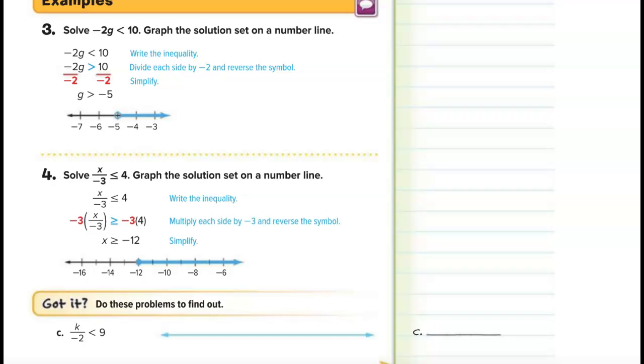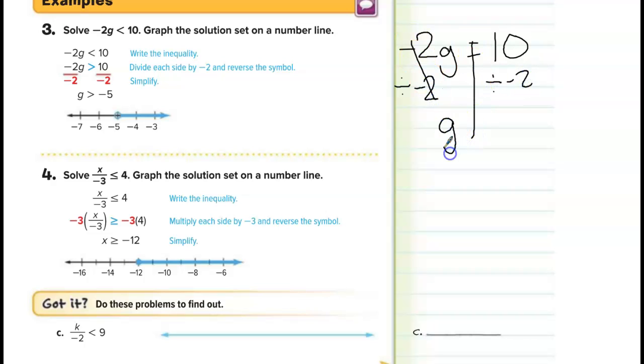So if we had something like negative 2g equals 10, what would you tell me to do? Take away the 10. Well, what operation are these two? Multiplication, so it's the opposite. So I divide by what number? Negative 2, don't forget your negative. Divide by negative 2. So then we would get g equals what? Negative 5. Okay? That's the same exact thing when we solve inequalities.